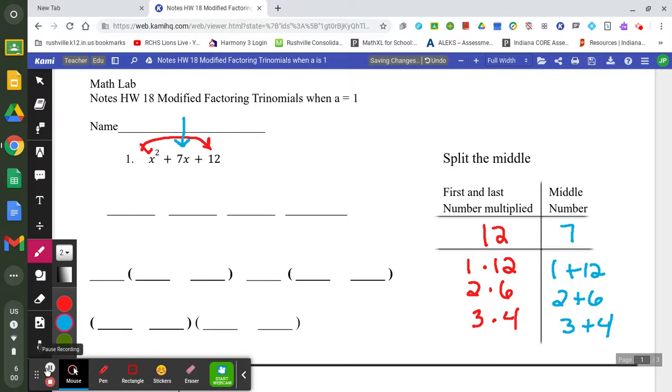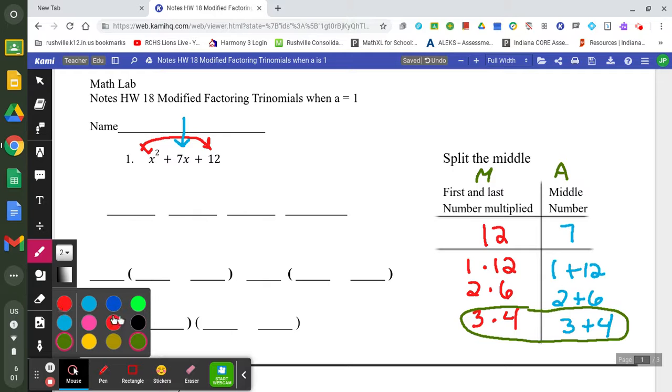So I pick the set of numbers that fulfills both. It multiplies to this last number and adds to the middle number. So this is the set of numbers I'm going to use, the 3 and the 4. So I'm going to take these 3 terms and make them into 4 terms.